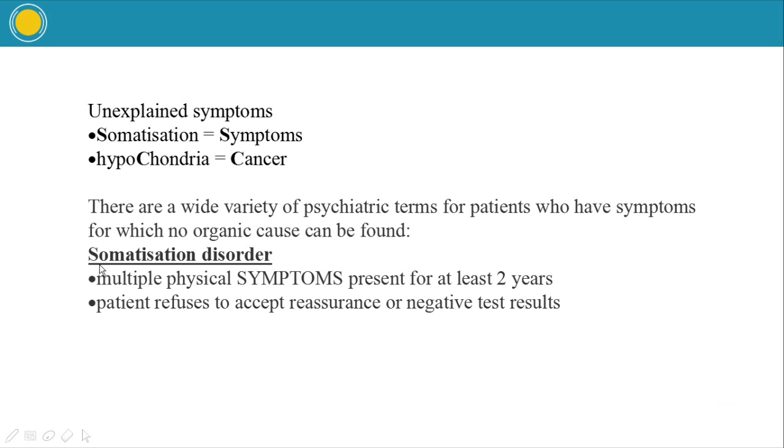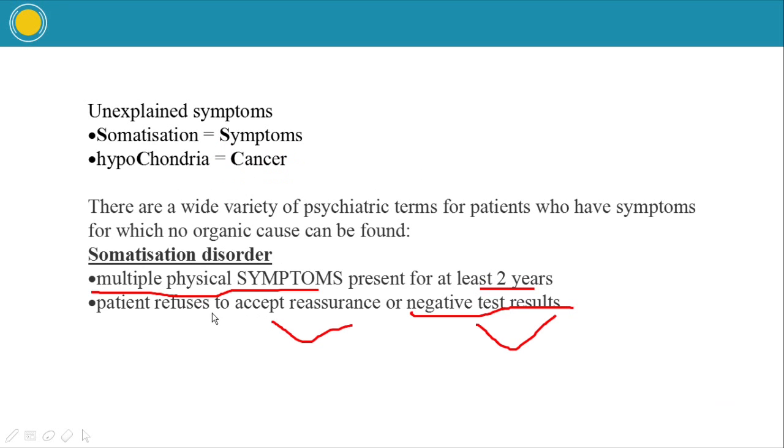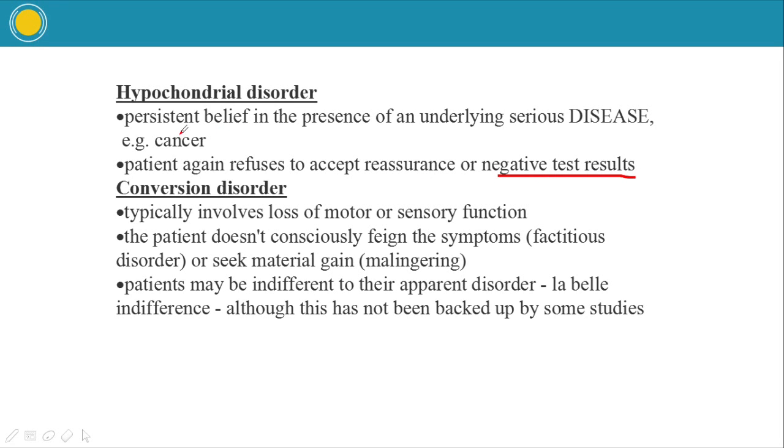Somatization disorder: there should be multiple physical symptoms for at least 2 years, plus refusal to accept reassurance or negative test results. In this patient, 在这个病人，我们有 negative test results，大家可以看 previous negative investigations，但是呢，belief in the presence of underlying serious disease, cancer. So the answer for this question should be hypochondriacal disorder. For conversion disorder, the signs and symptoms should be loss of motor and sensory functions, and the patient does not consciously feign the symptoms.